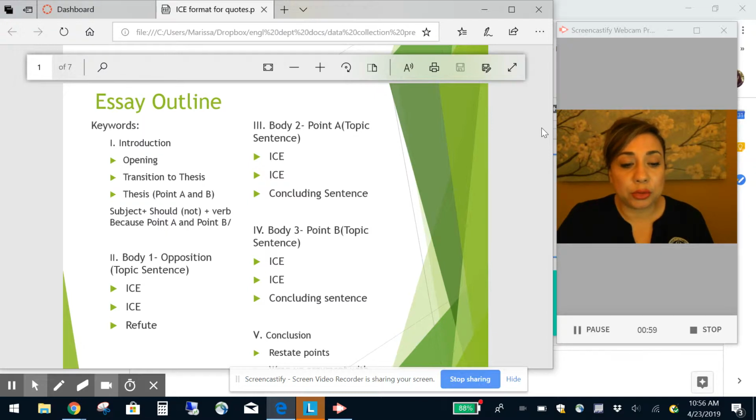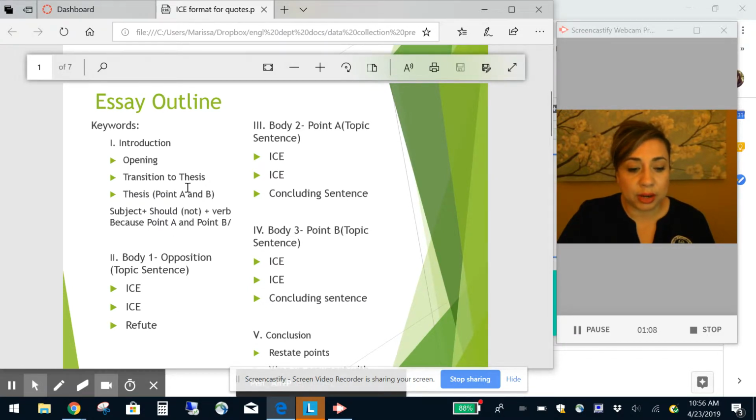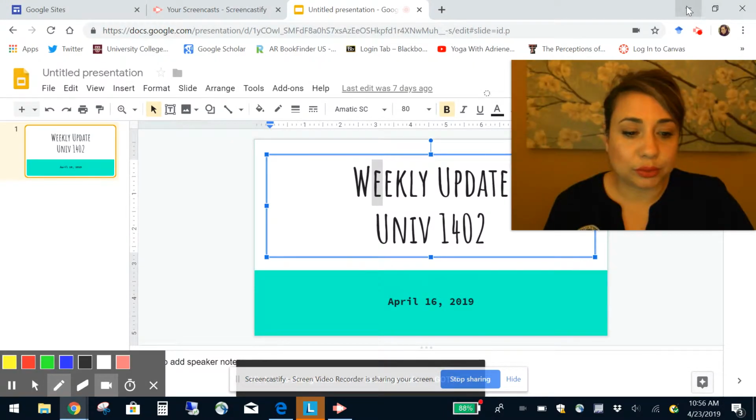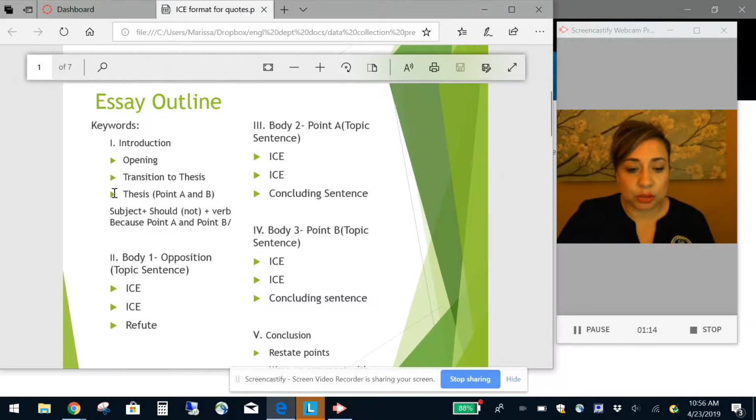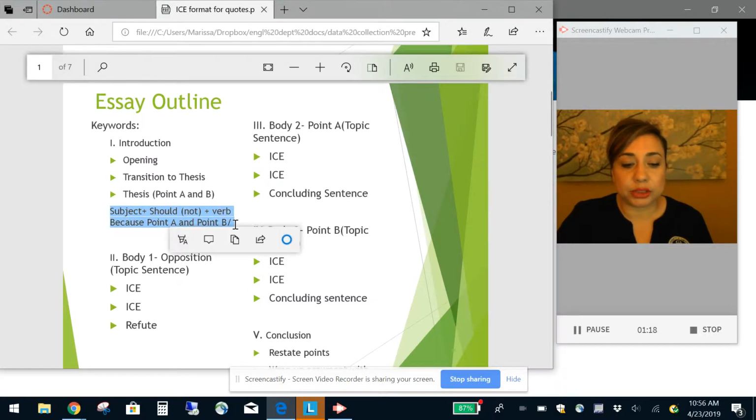Okay, and so when we look at this, we're going to again have an opening, a transition to the thesis, and the thesis. And this is important. This is the part that we're really looking at right here. Okay, so we're really looking at the subject and should or should not, and the verb, and the 2 points you're going to cover.